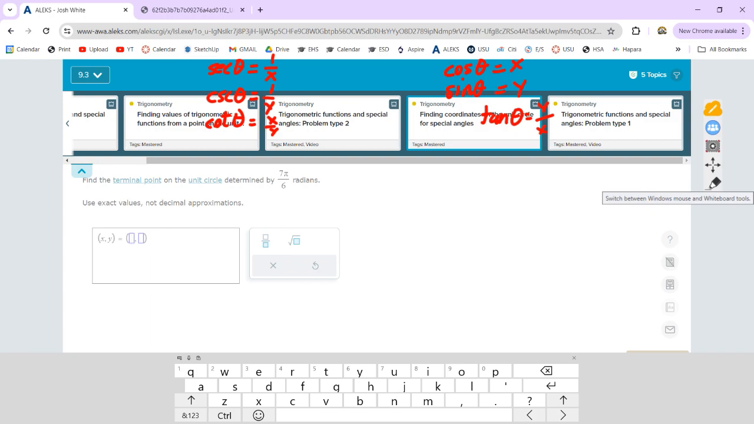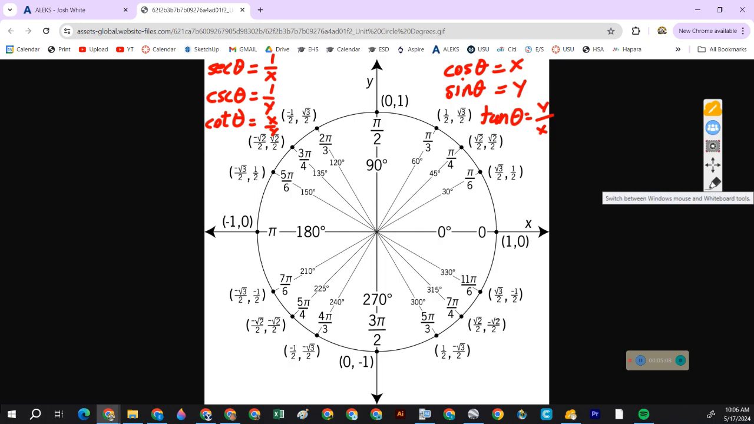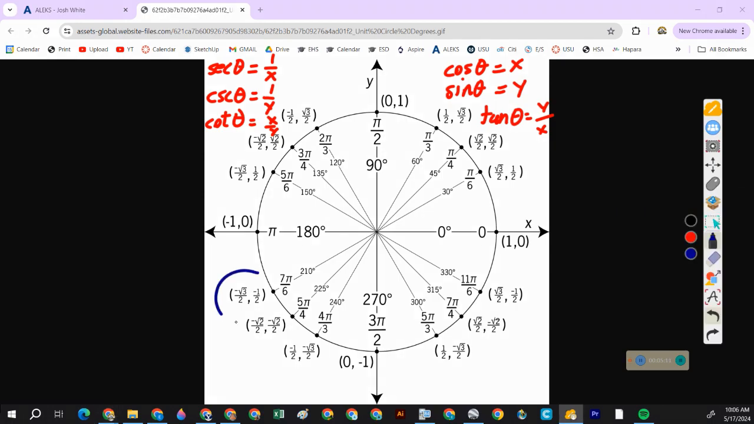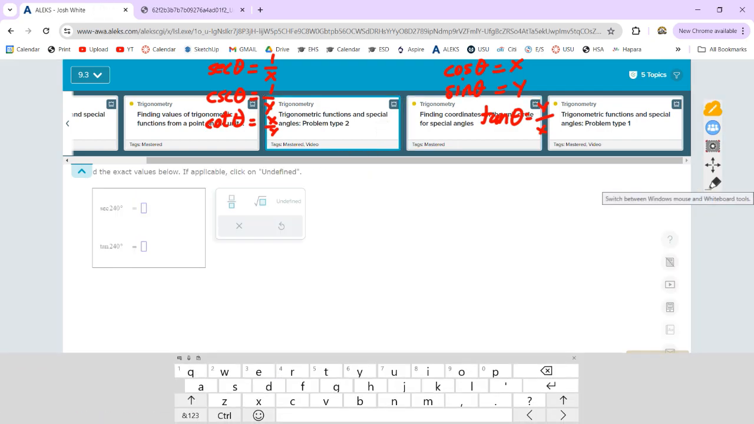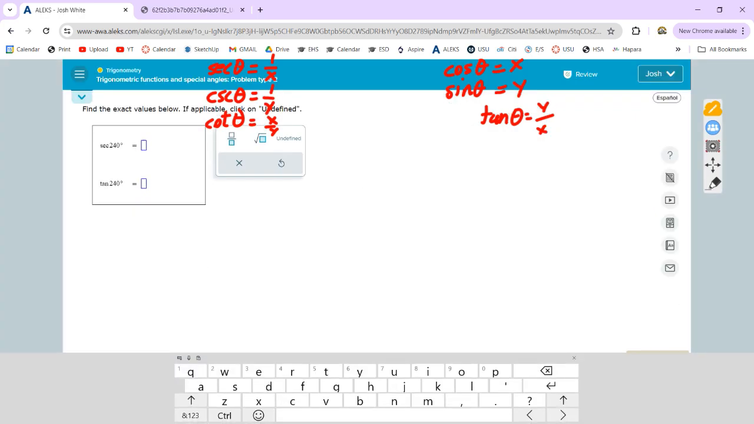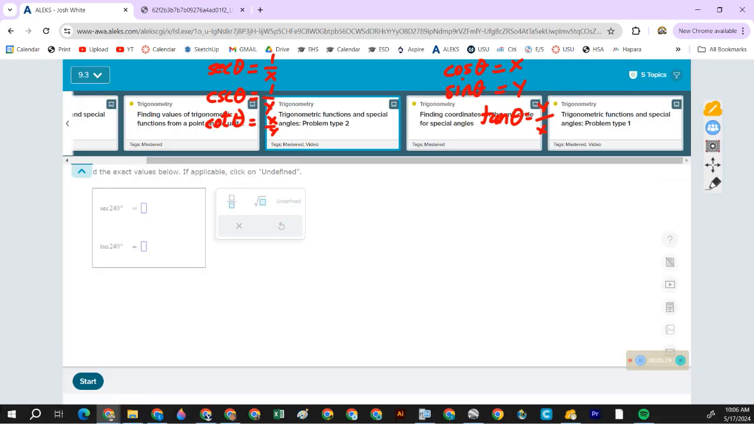Okay, so this is just asking what is the x comma y of 7 pi over 6. So we just go to 7 pi over 6, and the x is negative root 3 over 2, and the y is negative 1/2. Okay, we did that. We did those.